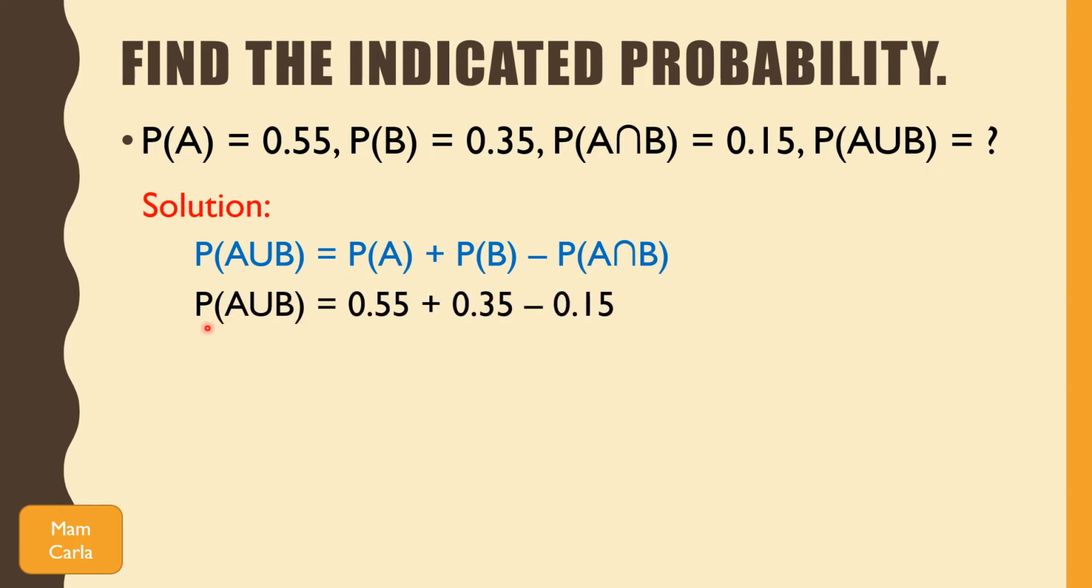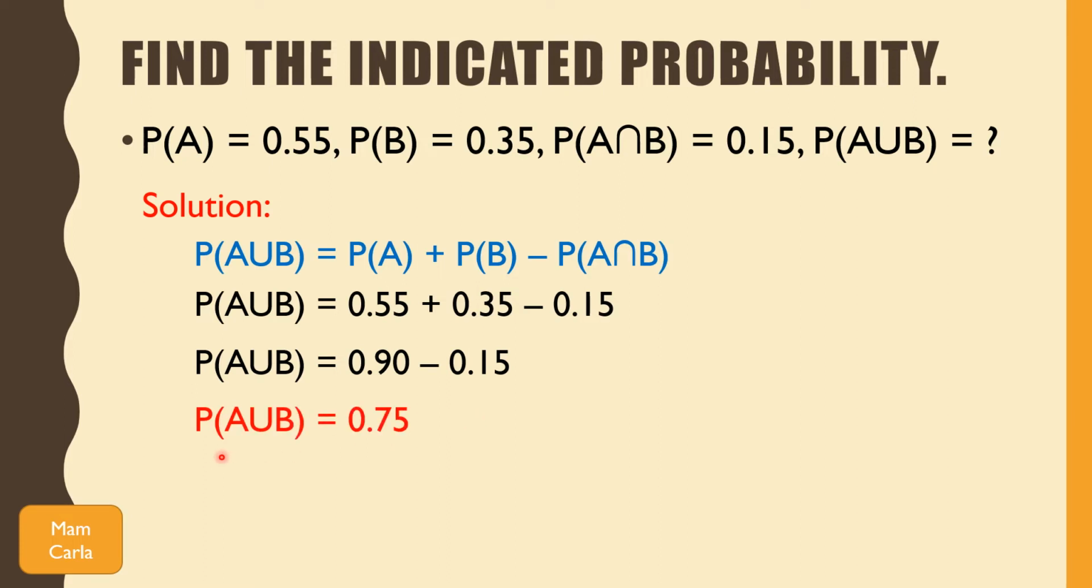Since we are looking for the probability of A union B, that will be the unknown, equals probability of A, which is 0.55, plus probability of B, which is 0.35, minus the probability of A intersection B, which is 0.15. So we just substitute the values and then we simplify. We add first 0.55 plus 0.35, which is 0.90, minus 0.15. That is why the probability of A union B is equal to 0.75.